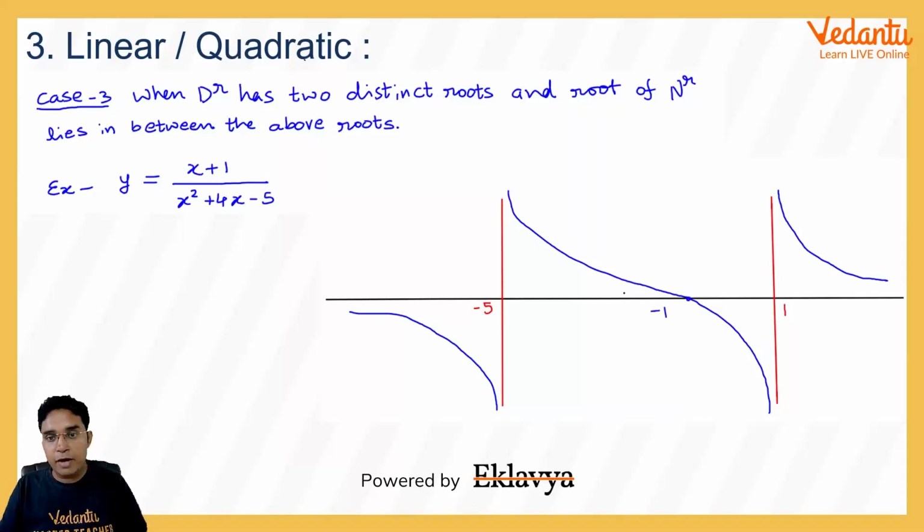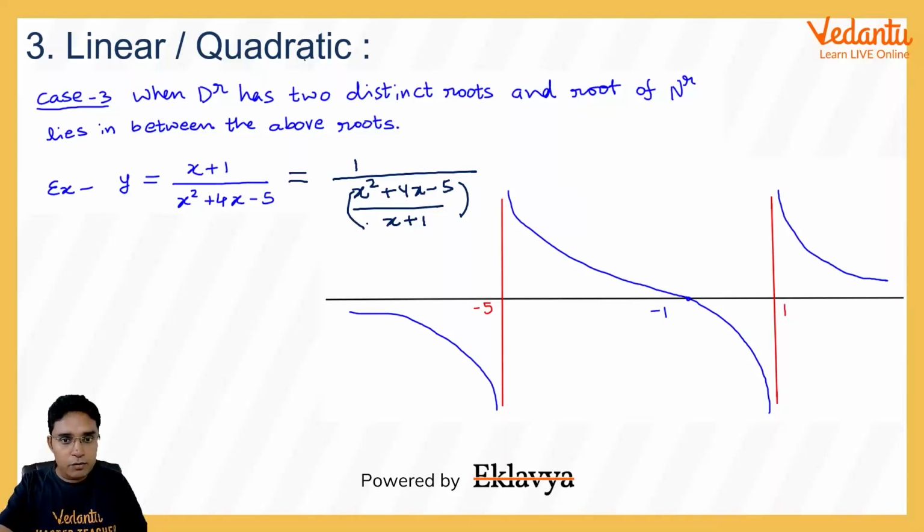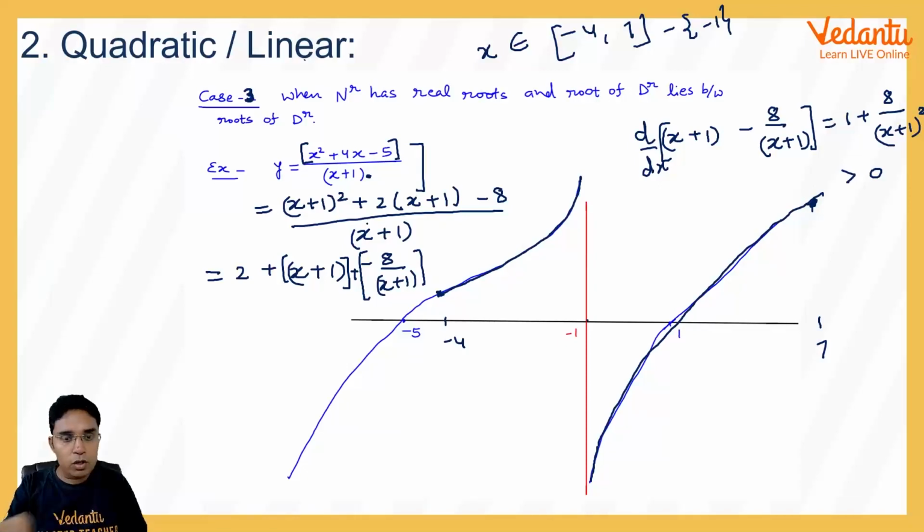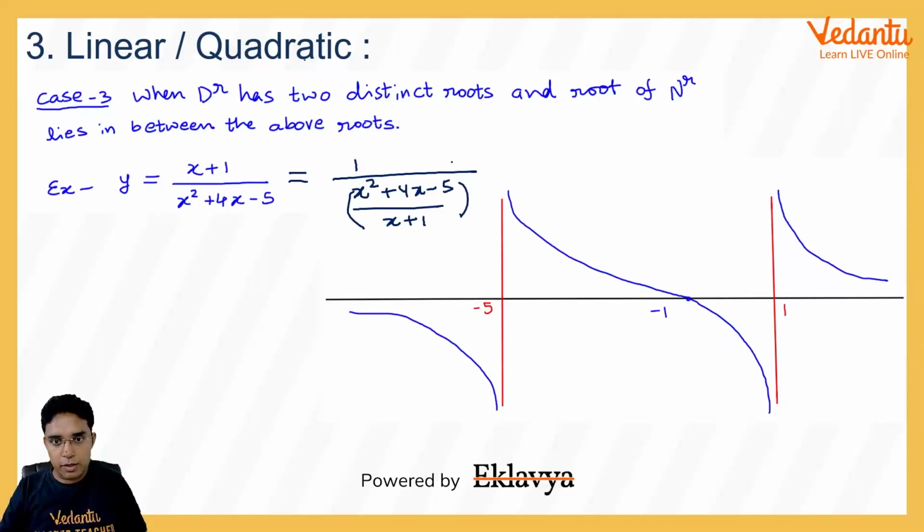Now the reason behind why it is always strictly decreasing, you may find either by dy upon dx, or same way I told you in our earlier questions, that x square plus 4x minus 5 upon x plus 1. I think I have taken this also from one of the questions earlier of quadratic upon linear. So we got 2 plus x plus 1 minus 8 upon x plus 1. So if I copy that calculation here, it will be 2 plus x plus 1 minus 8 upon x plus 1. So you can see AM-GM cannot be applied.